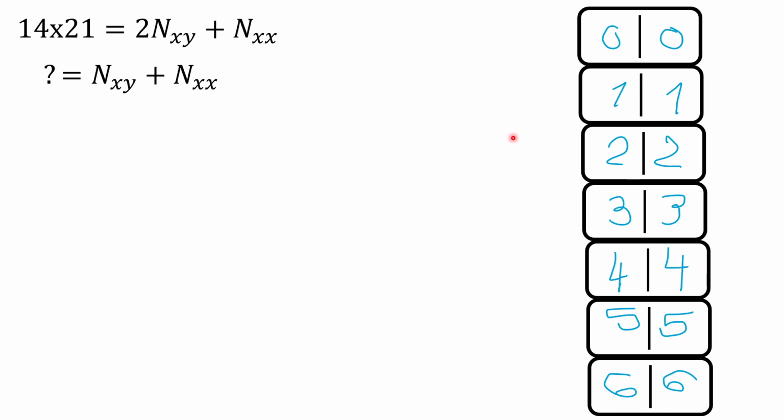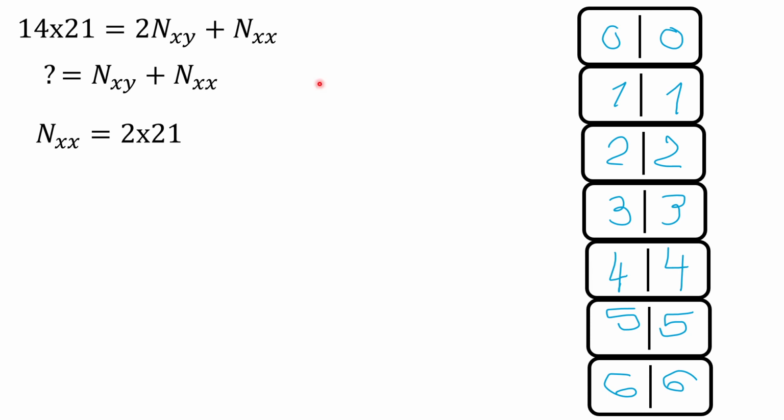Now, probably the easiest way to count is to count the left separately from the right. On the left, we have numbers 0, 1, 2, 3, 4, 5, 6. We need to add them up. We get 21. And same thing on the right. We also get 21 dots on the right. So in total, we're going to get 2 times 21, or 42, right?